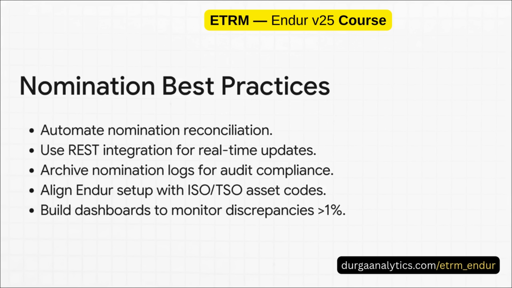So, to actually pull this off and maintain control, the best teams all follow a similar playbook. You've got to automate your reconciliation. You have to use modern APIs for real-time updates. You need to archive everything for the auditors. And critically, you have to make sure your system's asset codes match the operators, and you build dashboards that scream at you when discrepancies get too big, like over 1%.